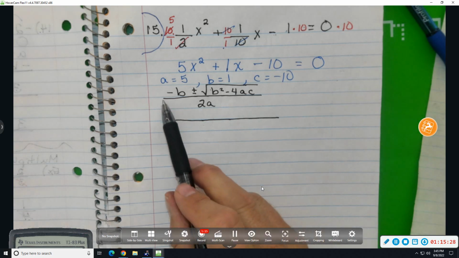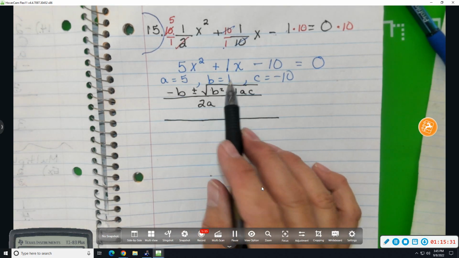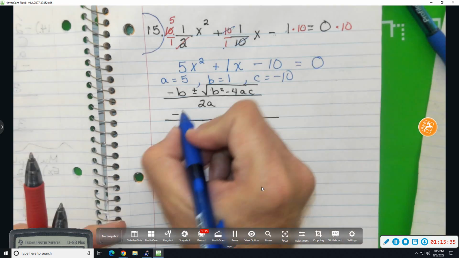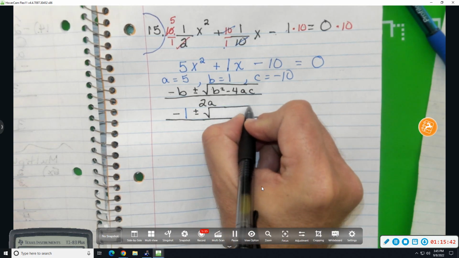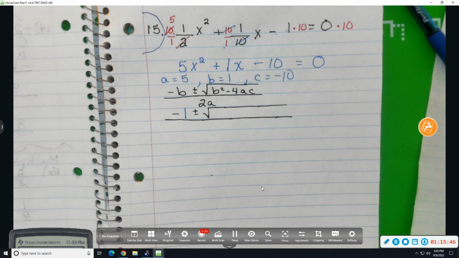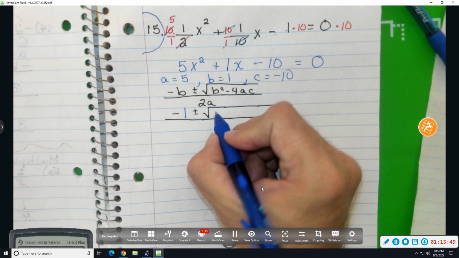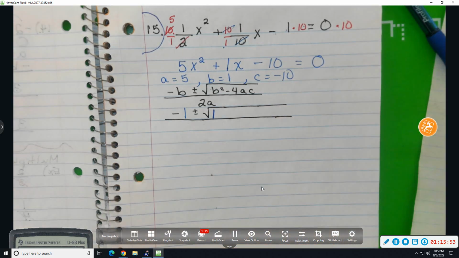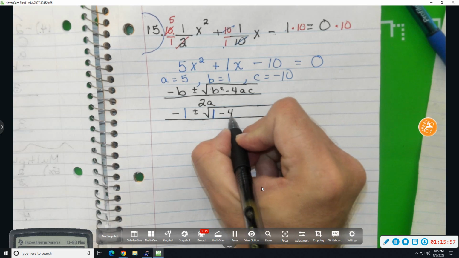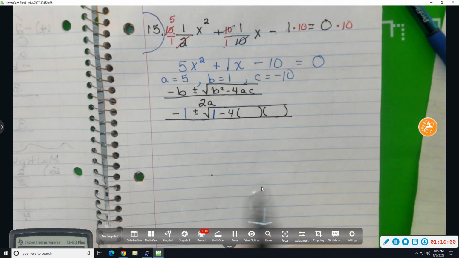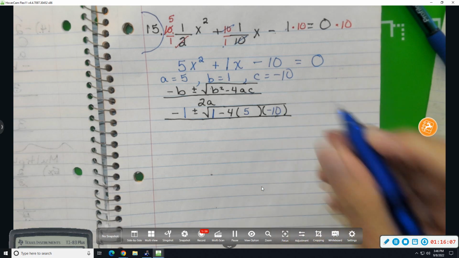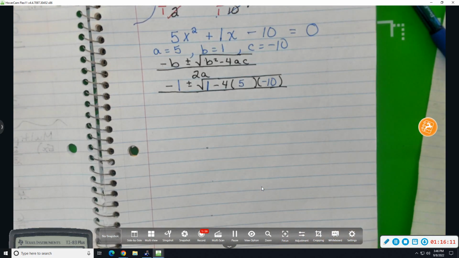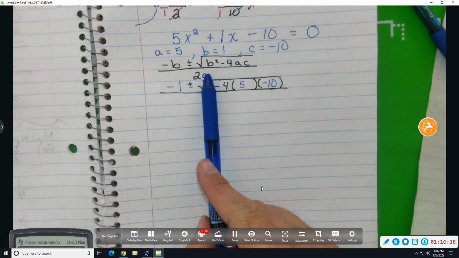So, okay, negative B. B is 1. So negative 1 plus minus the square root of, let's see, B squared. 1 squared is 1. Minus 4 times A times C. So 4 times 5 times a negative 10. It'll be 200. And the denominator is 2 times A, 10.